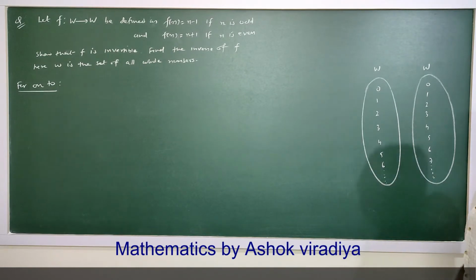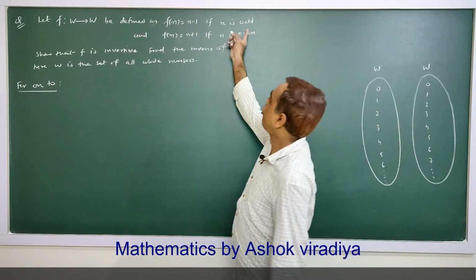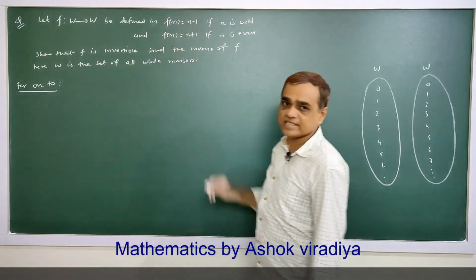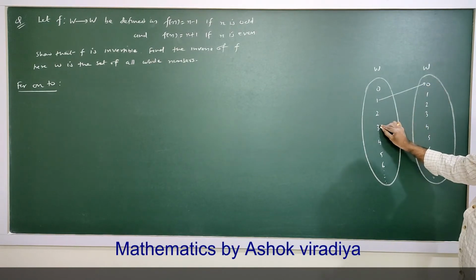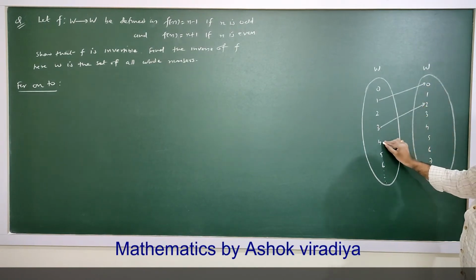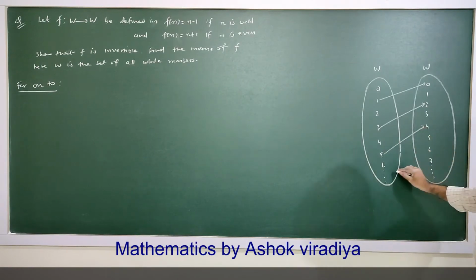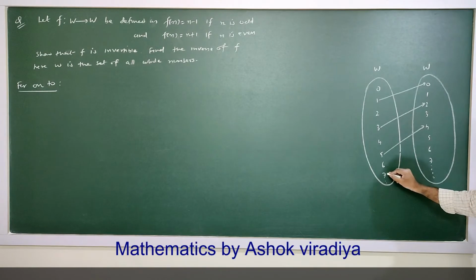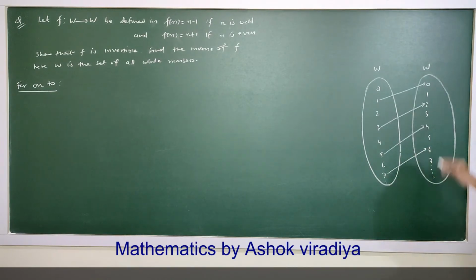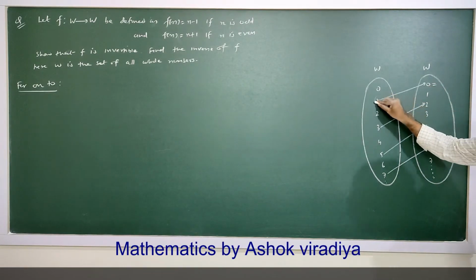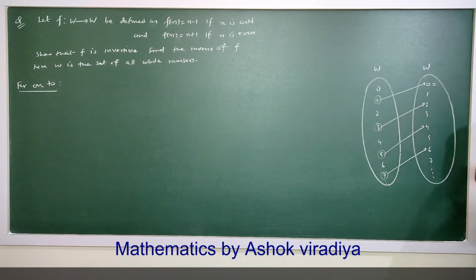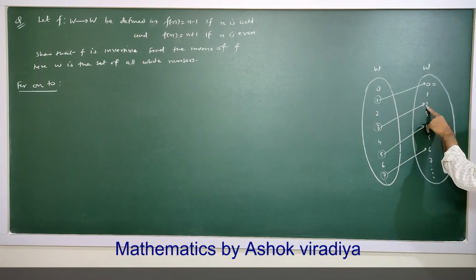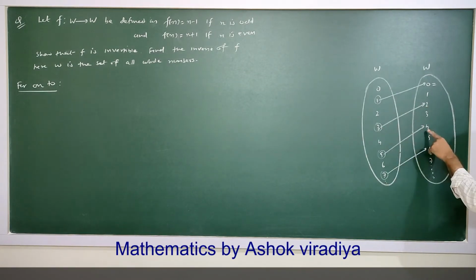We discussed that the image of an odd number is one less. Image of 1 is 0. Image of 3 is 2. Image of 5 is 4. Image of 7 is 6. So these numbers are odd, and the image of an odd is even. The image of any odd is one less.